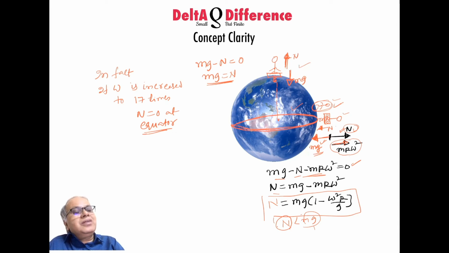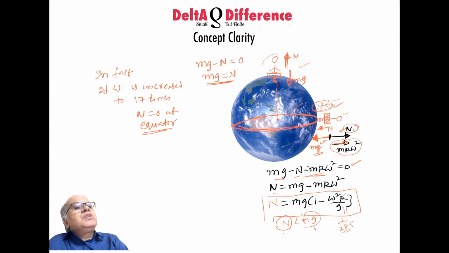Therefore we are saying that this apparent weight is less than the real weight mg, and that difference will be mg into omega square r by g. If you substitute all the known values, this approximately becomes 1 by 289 approximately, which is 1 by 17 square. Omega is known, r is known, g is known. The values if you put, it will be 1 by 289.